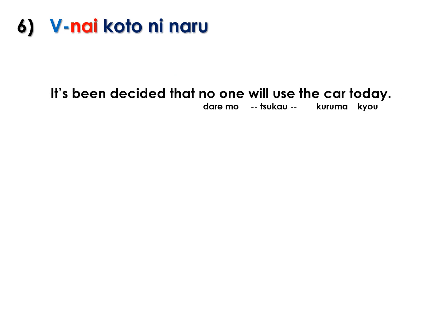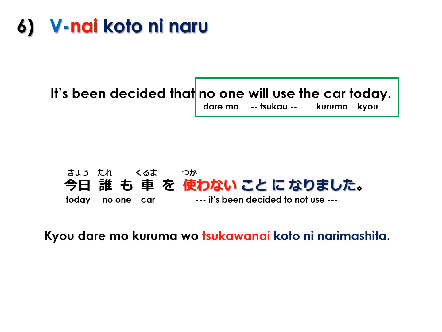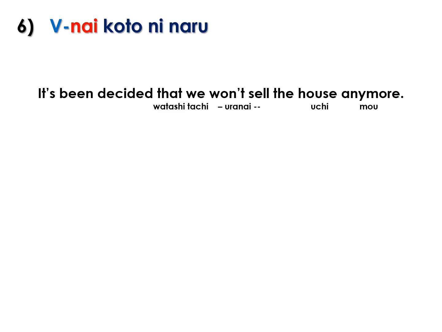Next structure is nai koto ni naru. It's been decided not to do. The sentence, it's been decided that no one will use the car today. We nominalize no one will use the car today. Translation, 今日誰も車を使わないことになりました。 It's been decided that we won't sell the house anymore.